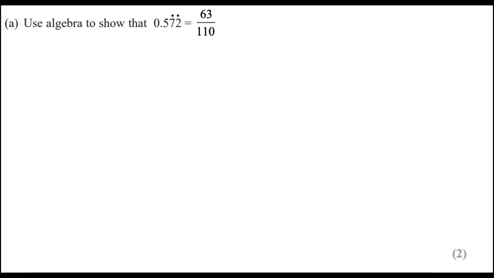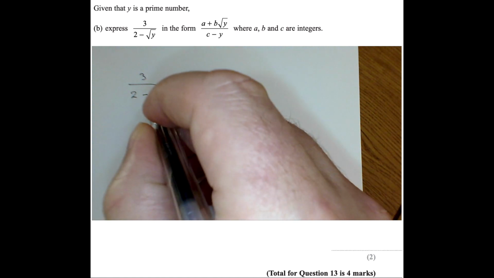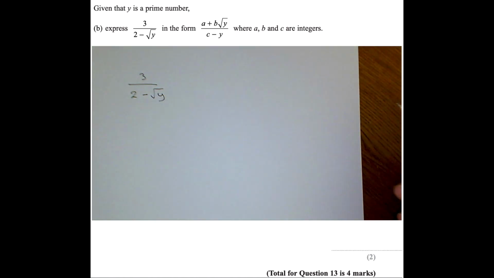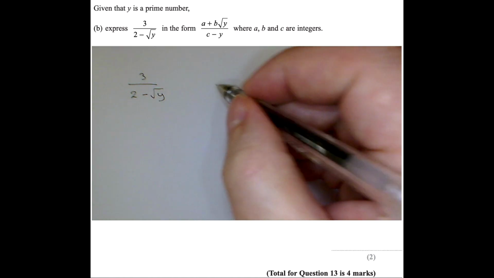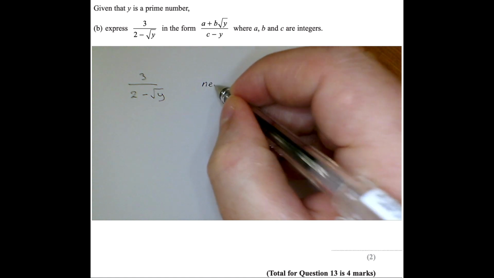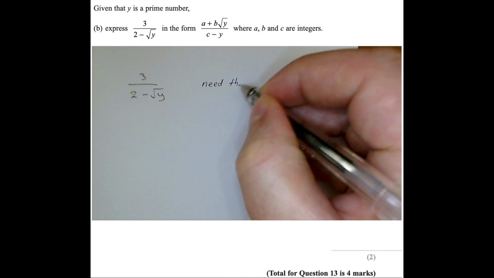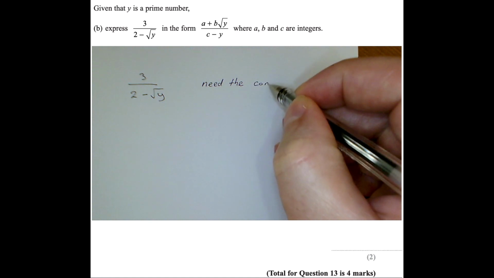Okay, and the next part of the question is also a bit of algebra, and this time we are rationalising the denominator. Now to do that, we have to multiply top and bottom of this first fraction by its conjugate. It's a strange word, isn't it? Conjugate, and what that means is 2 plus root y, and I'll show you why that works. Okay, so I'm going to multiply this horrible looking fraction by its conjugate.